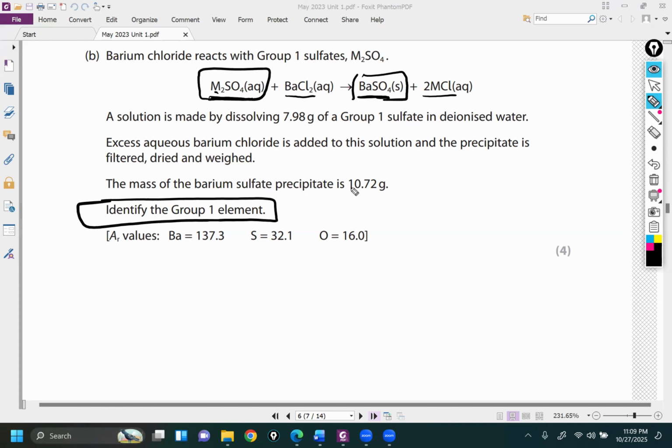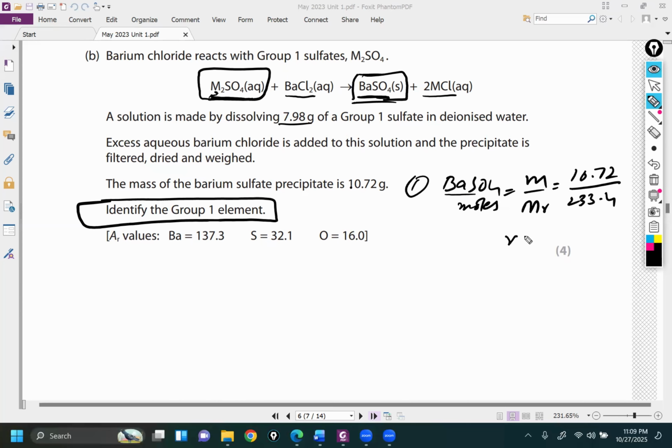Definitely, we will start from the known value. This is the more accurate value, more known value. Why? We know the barium sulfate MR. We don't know M, so we cannot use this right now. First of all, you will find out the barium sulfate moles, which is equal to mass over MR. Mass is given to us, 10.72, divided by the barium sulfate MR, which is 233.4. So the number of moles we will get is 0.04593 moles of barium sulfate.